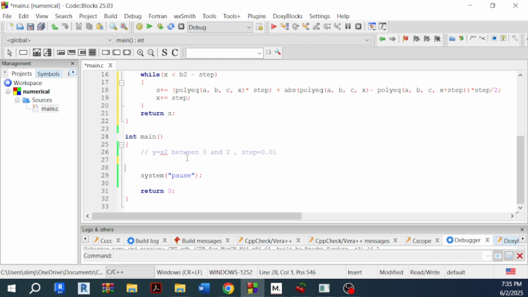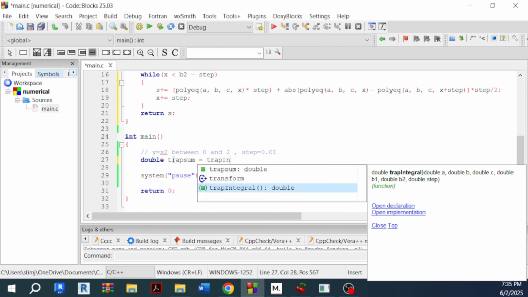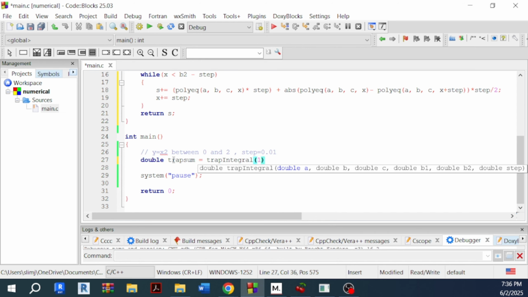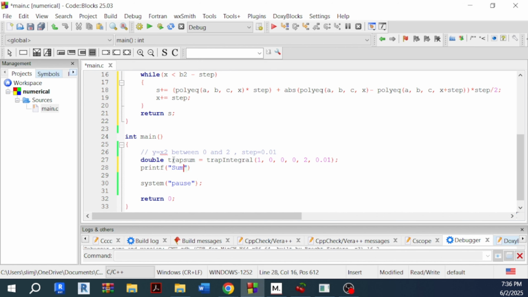We will also use the same function over y equal x² to compare the accuracy between the integral of y equal x² using the rectangular method and the trapezoidal method. Double trap_sum is equal to trap_integral with a equal 1 for y equal x², and b and c equal to 0. Boundaries are between 0 and 2. The step is 0.01. And printf: sum or area using trapezoidal method between 0 and 2 is %f, and that float value is the trap_sum.